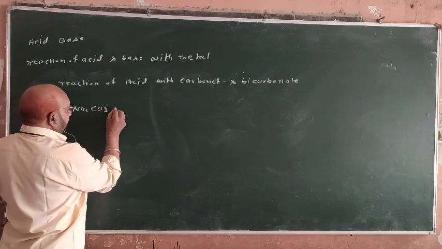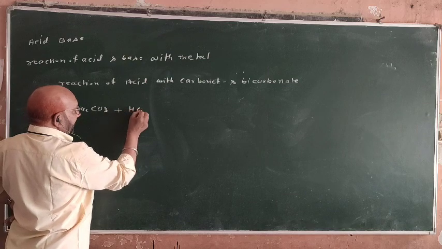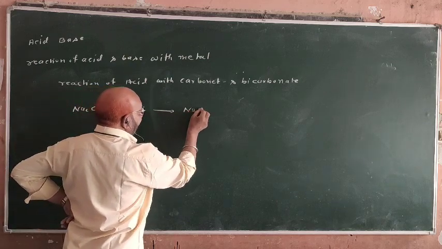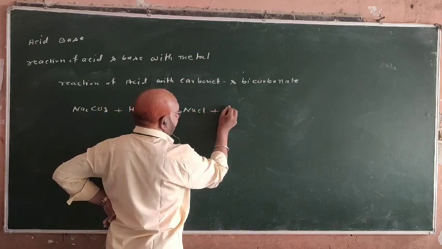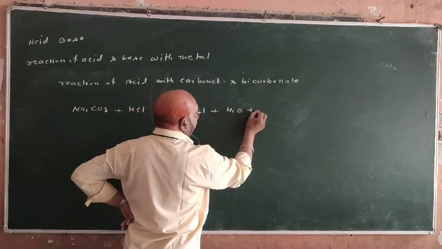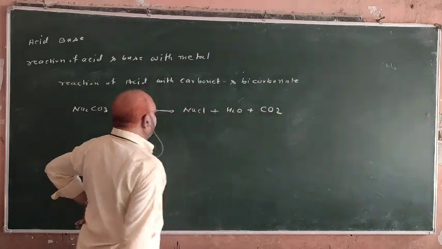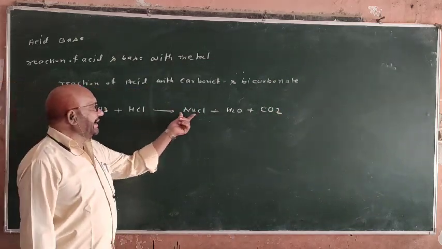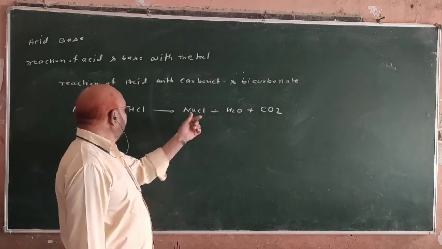Na2CO3 plus HCl give NaCl plus water plus CO2. Na2CO3 is called sodium carbonate. NaCl is called sodium chloride.